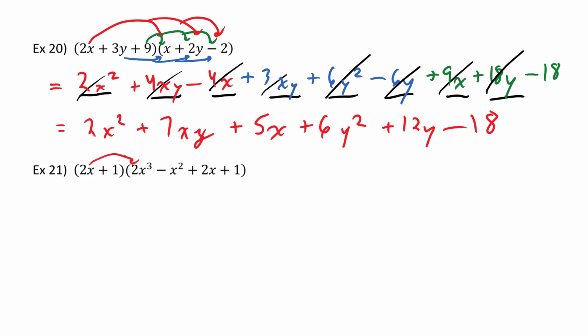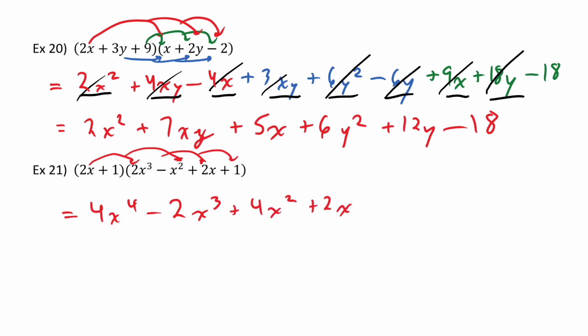So the 2 has to go to all four terms: 4x to the 4 minus 2x cubed plus 4x squared plus 2x. Next up, we have to distribute a positive one. Distributing a positive one is very easy. We just copy down what's there.